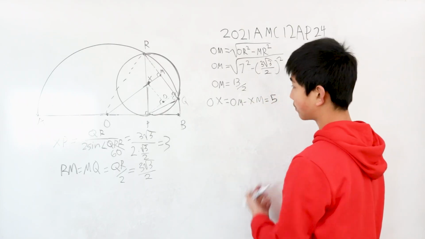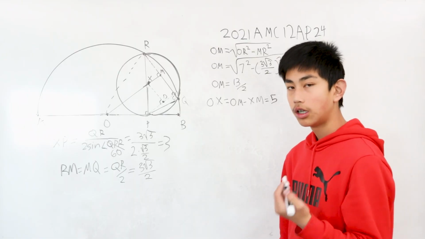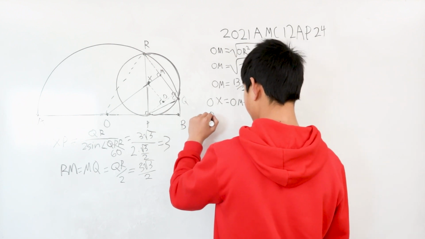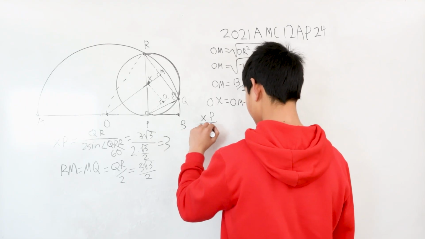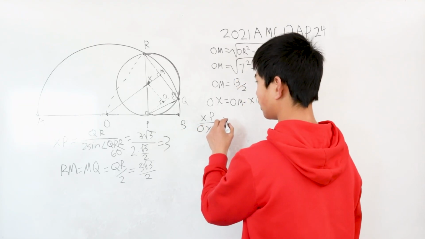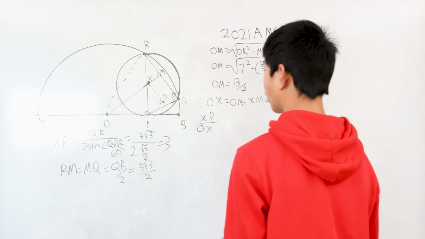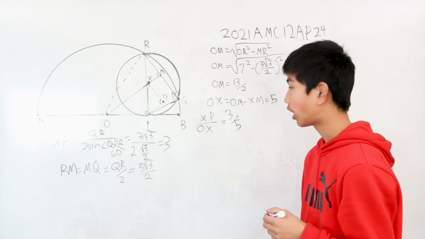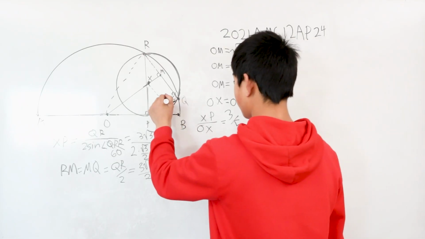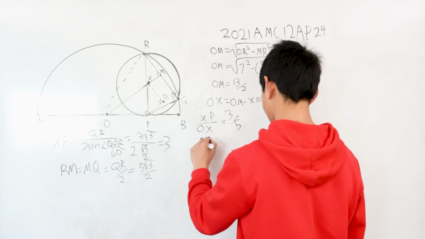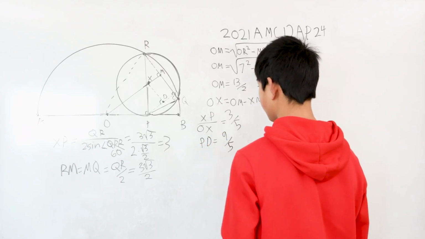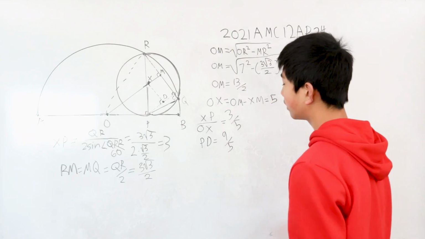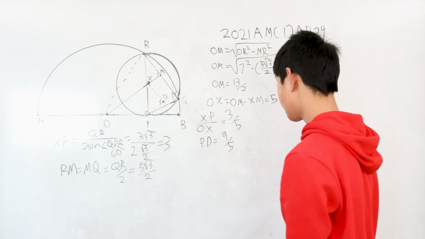Now we have this, right? We can also draw up a ratio. The ratio of XP to OX is going to be 3 to 5. So with this property, you can now say that PD, the length, is 9/5. So we can then solve for the length PC.